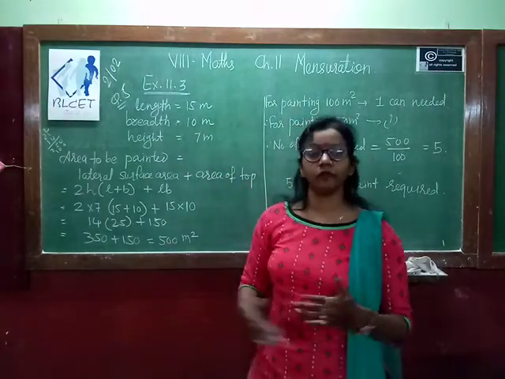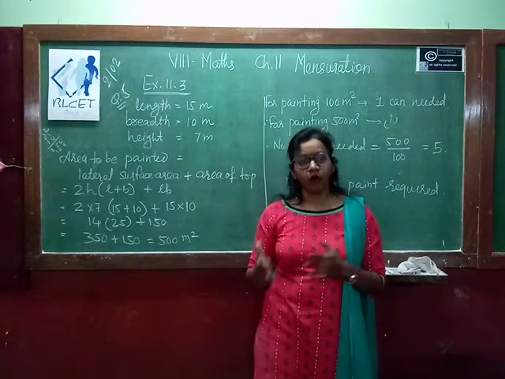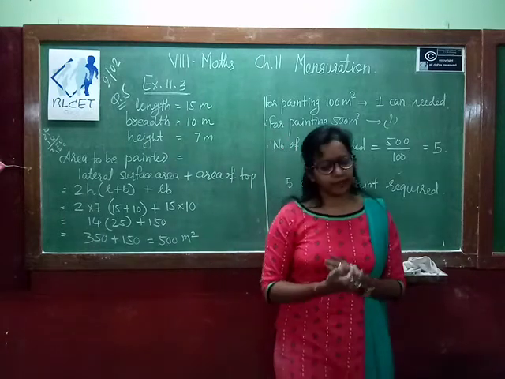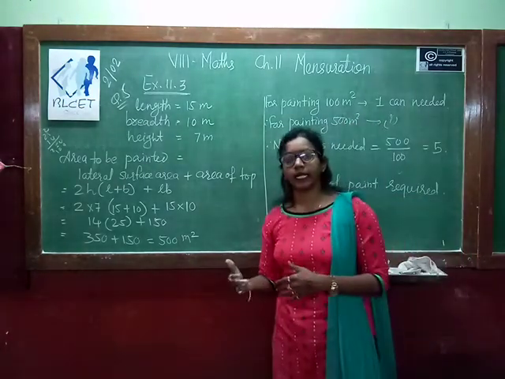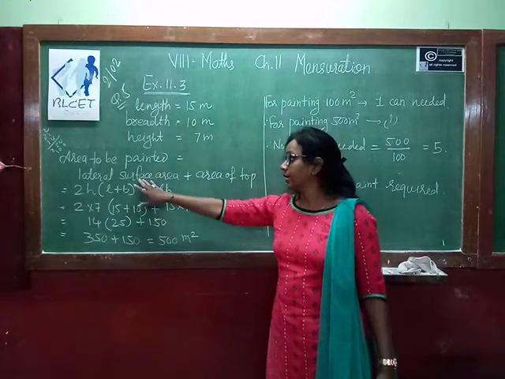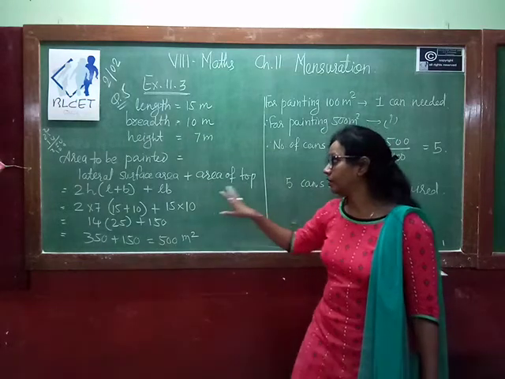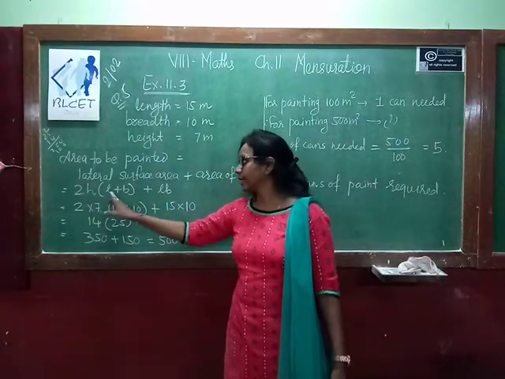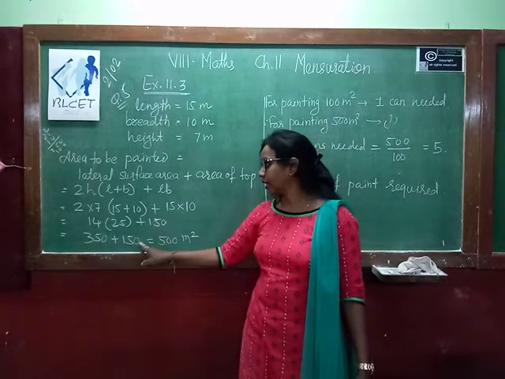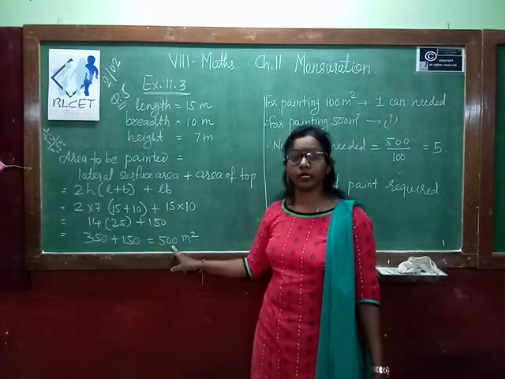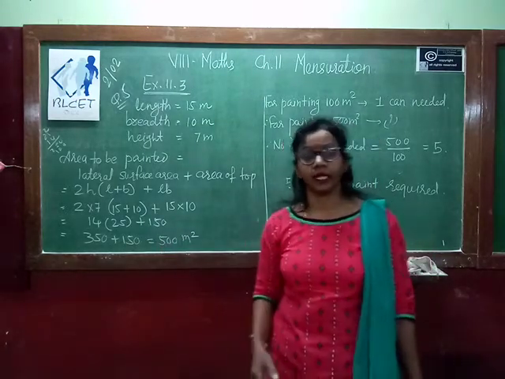So whenever you want to paint the wall, obviously we paint the lateral surface, that is the walls, and the top portion. We never paint the bottom portion. So first of all we find the area to be painted, that is lateral surface area of walls plus area of top. So lateral surface area is 2H(L plus B) plus L into B. Substitute the values, you can do the calculation, you will get the answer 500 meter square. So this is the total area which has to be painted.